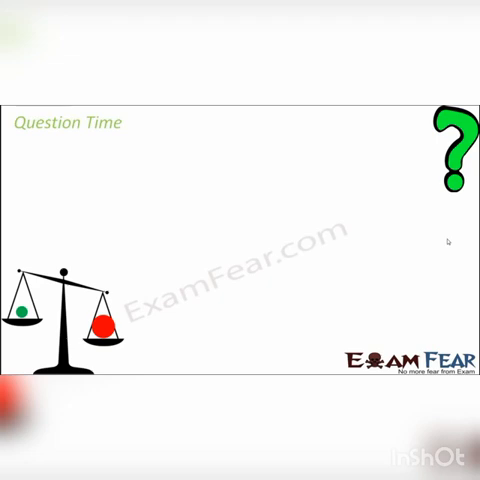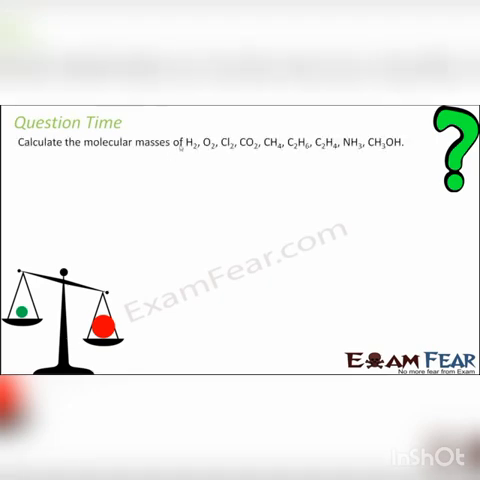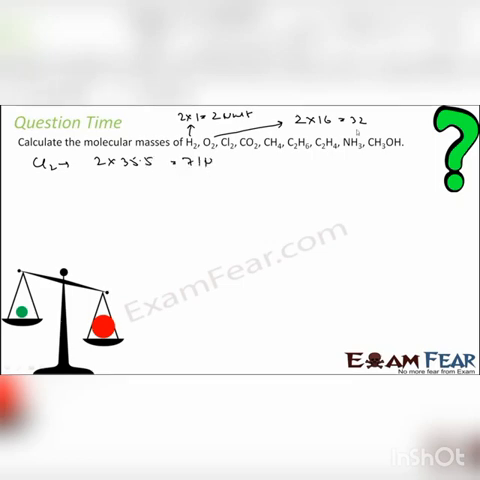Okay. Let's take some questions. You have to find the molecular mass of these compounds. They are all compounds. Hydrogen, 2 hydrogen, 2 into 1, 2 unit. Let's do some here only. Oxygen, 2 oxygen, 2 into 16, 32 units. Chlorine, 2 chlorine atoms, 2 into 35.5, that is 71 units. You can just use this letter or you can write it.